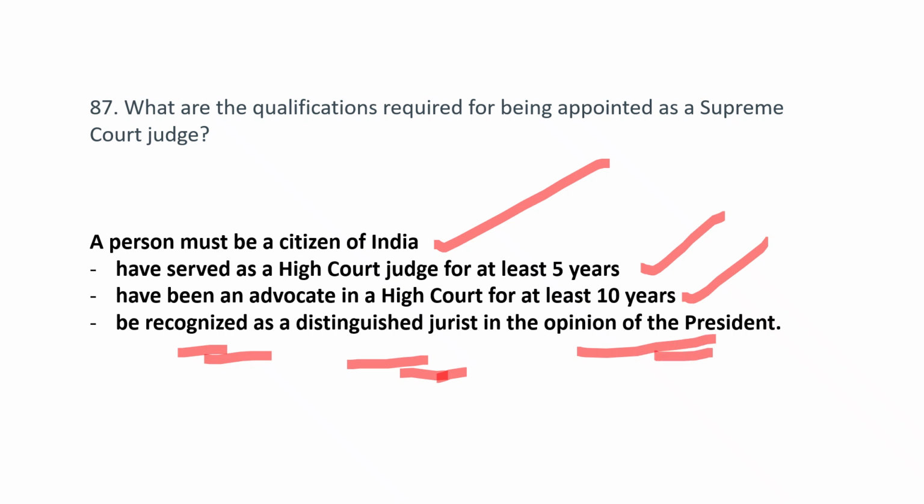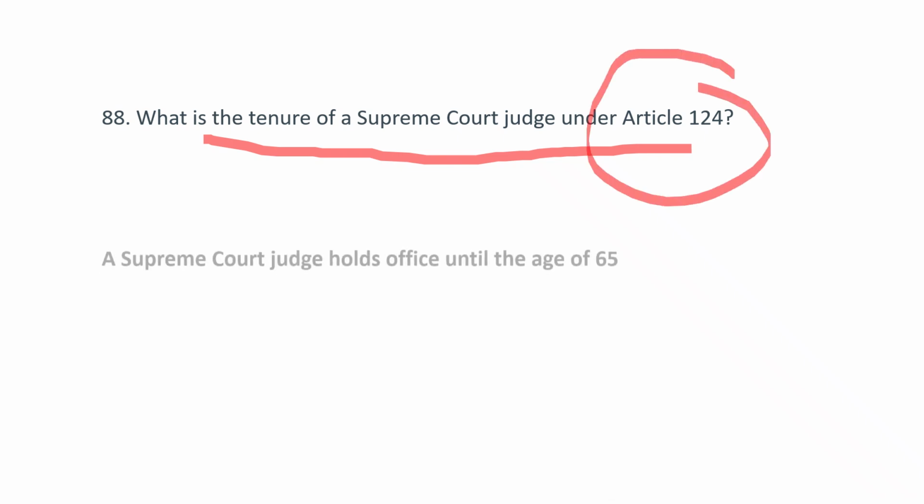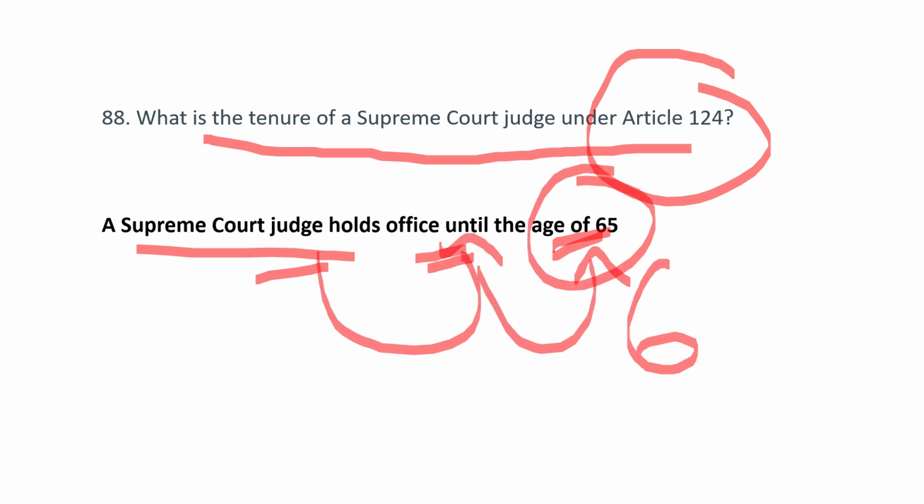The next question. What is the tenure of the Supreme Court judge under Article 124? The answer is a Supreme Court judge holds office until the age of 65 years. There is no specific tenure, but the Supreme Court judge can hold the office until the age of 65 years. Okay, 65 years.